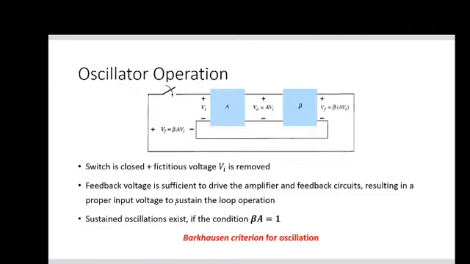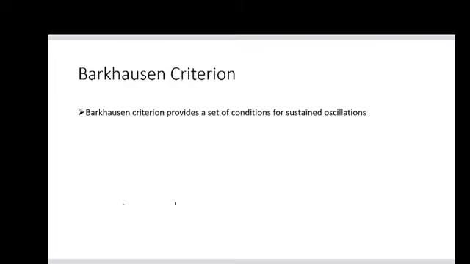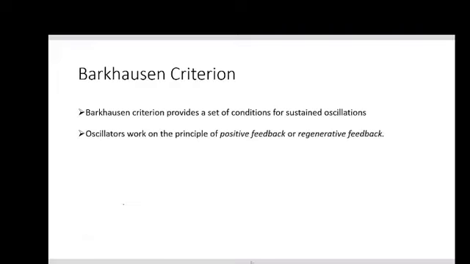Barkhausen criterion is very important. The Barkhausen criterion gives the set of conditions that are required to make a circuit oscillate. As I said already, oscillators work on the principle of positive feedback. Positive feedback is also known as regenerative feedback.